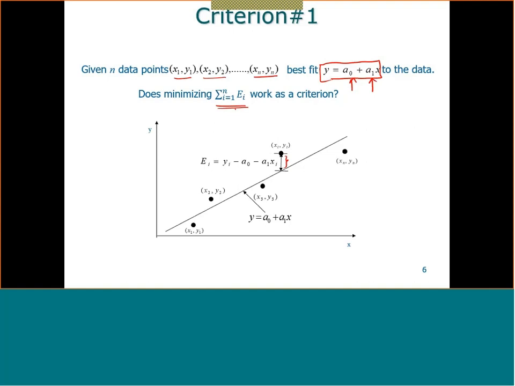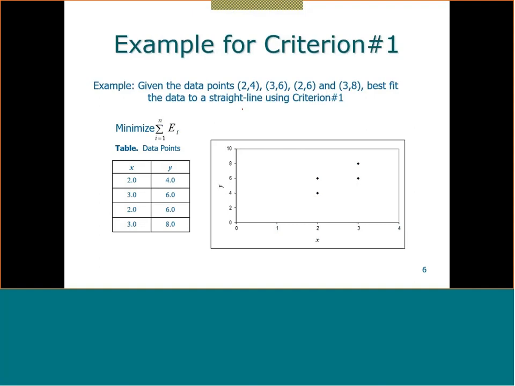So is minimizing the error simply the error, meaning I will calculate the distance between the point and the line, see the error, and then sum all these errors, and the line that gives me the least error is the best line. Okay, so is this a good criteria or not? Let's see. Assume that I have these 4 points, so we have x and y. At x of 2 it's 4, at 2 also, at 3 it is 6, at 2 it is 6, and at 3 it's 8.